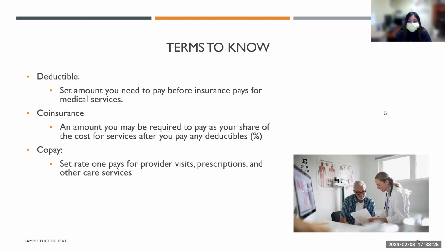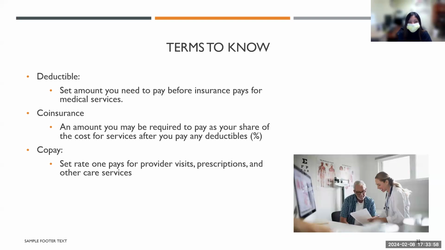Okay, so the first definition is deductible. Deductible is the set amount that you need to pay before your insurance plan starts paying for your medical services. This can be an arbitrary number, for example, $500 or $1,000. So when you sign up for your insurance plan, you need to pay the full price of this deductible, and after you reach that number, the insurance plan will start paying for your medical services.